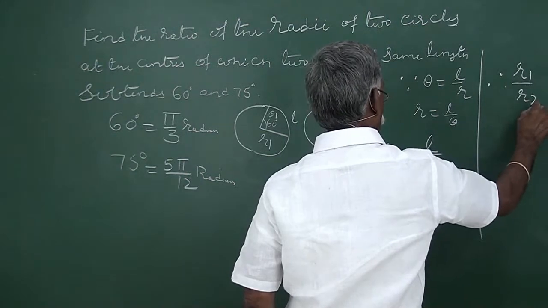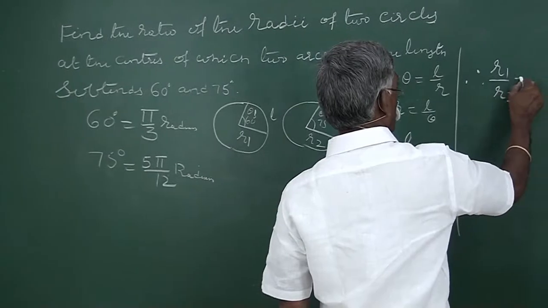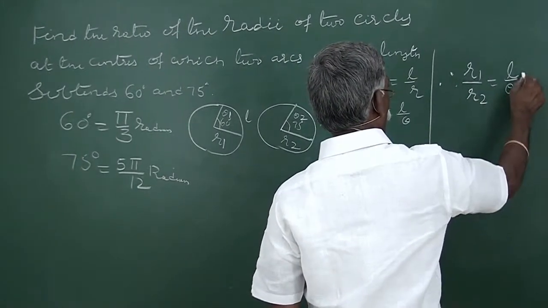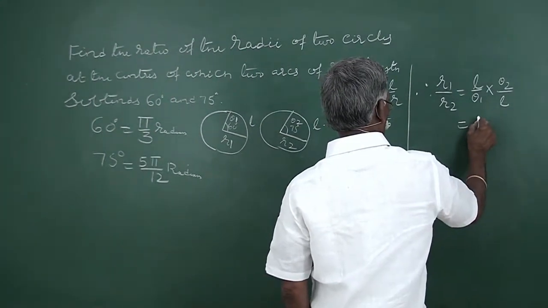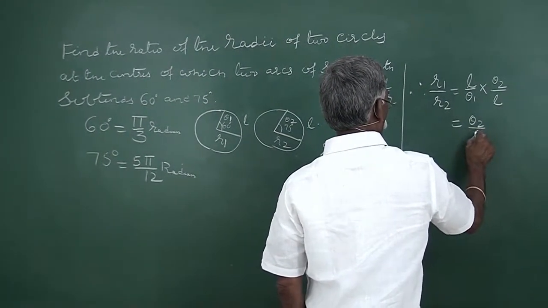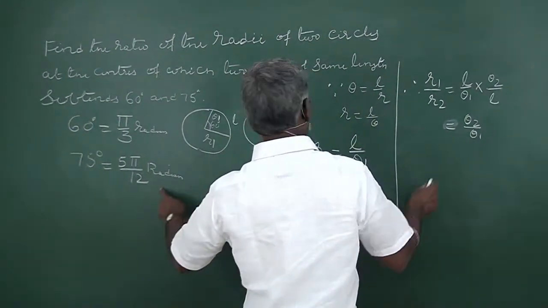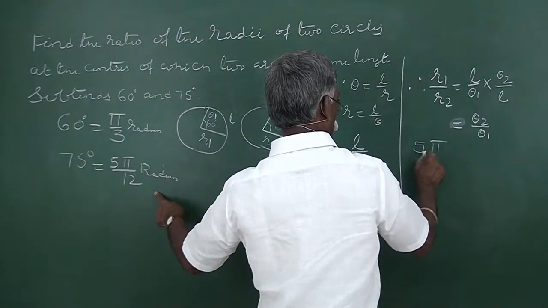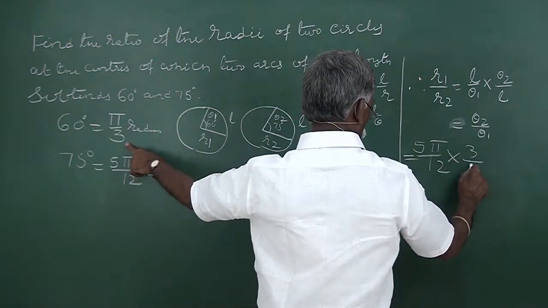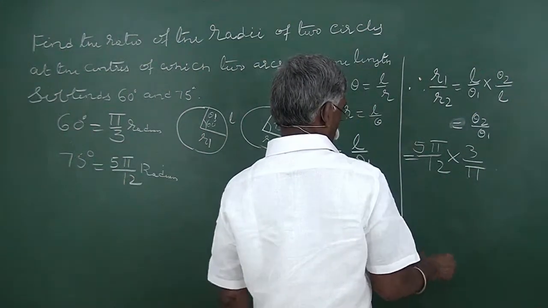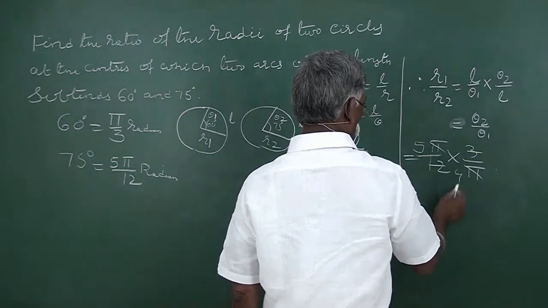R1 by R2 is equal to L by theta 1 into theta 2 by L is equal to theta 2 by theta 1, and theta 2 is 5 pi by 12 and theta 1 is pi by 3, therefore it is reversed. So pi is cancelled and this is 3 goes 4.